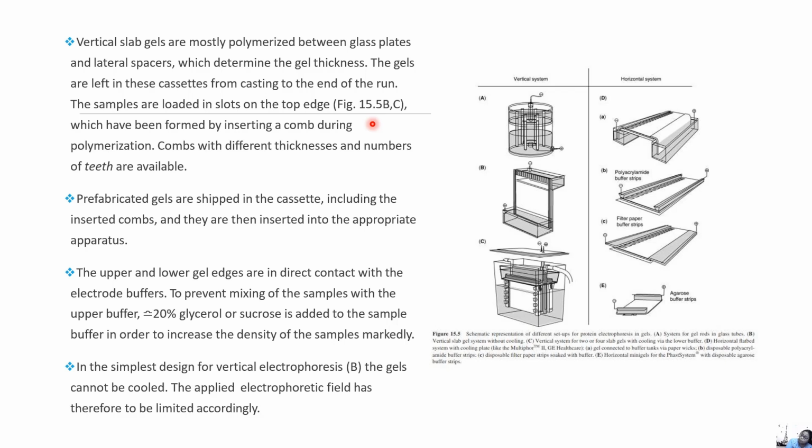the appropriate apparatus. The upper and lower gel edges are in direct contact with the electrode buffers. To prevent mixing of the samples with the upper buffer, 20% glycerol or sucrose is added to the sample in order to increase the density of the samples markedly. In the simplest design for vertical electrophoresis, the gels cannot be cooled. The applied electrophoretic field is therefore to be limited accordingly.